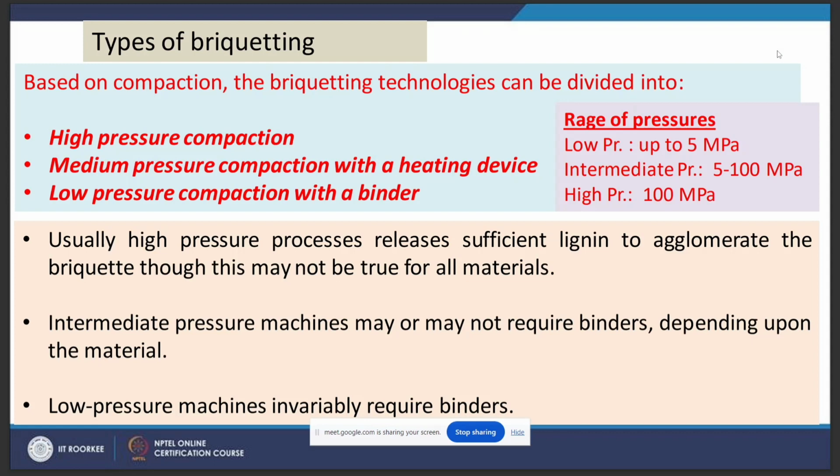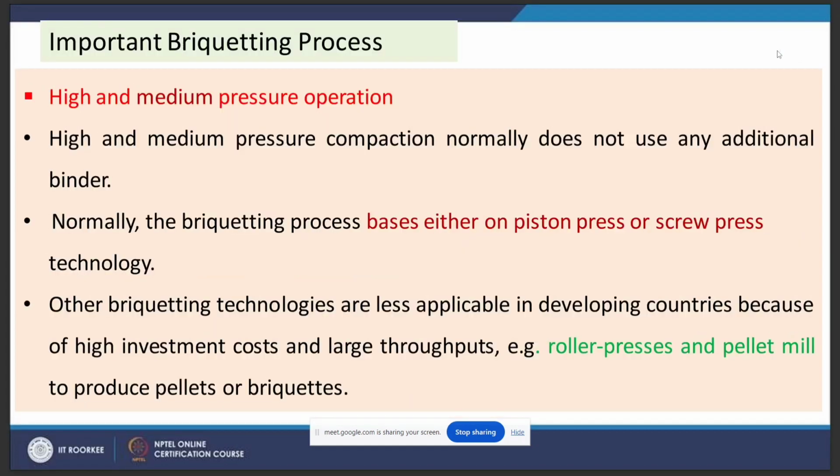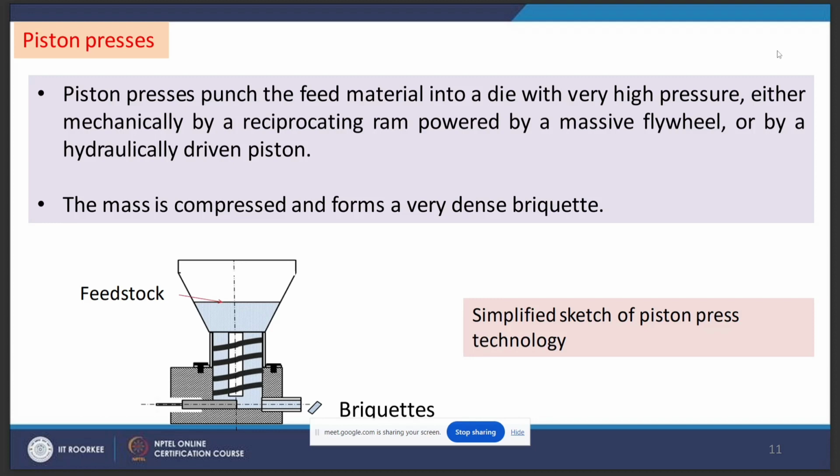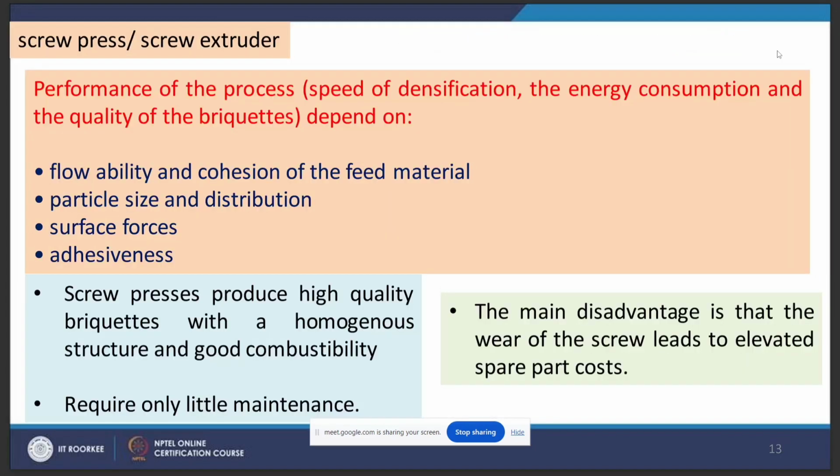Based upon the pressure used for compaction, it is of 3 types: high pressure, medium pressure, or low pressure. Generally, in high pressure compaction, binders are not needed, but for medium or low pressure compaction, binder is needed to bind the waste into pellets or briquettes. This is a piston press to make briquettes, and next we have the screw press. Please go through the advantages and introduction in the video lecture.